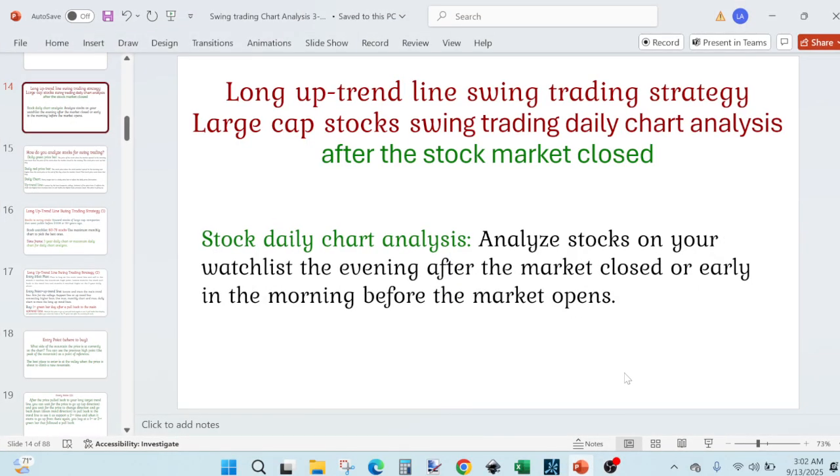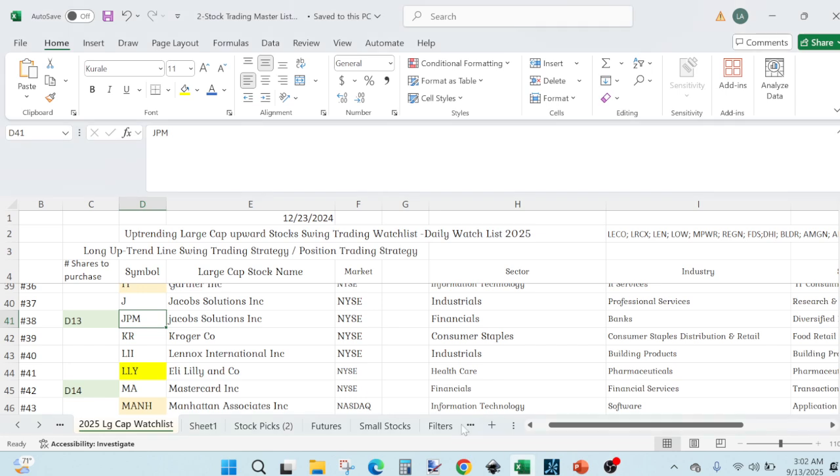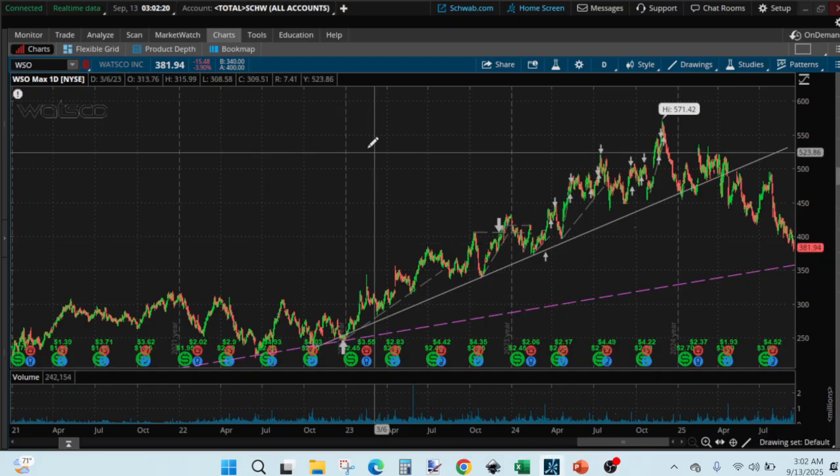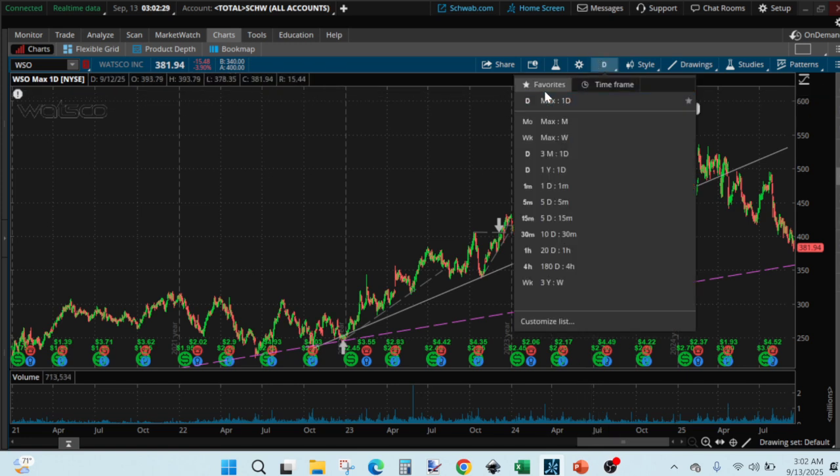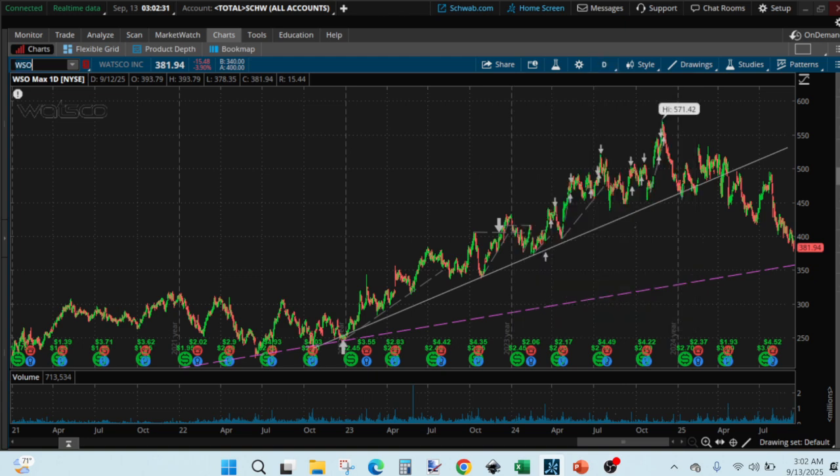Hello, how do I do my daily chart analysis of stocks that I swing trade? We are going to analyze three of them, and the first one is JPM. We are going to use the Thinkorswim platform, and we are going to use the maximum daily chart. JPM.